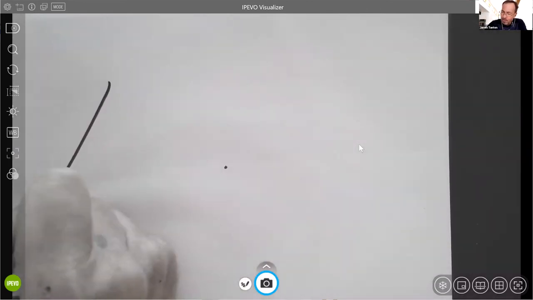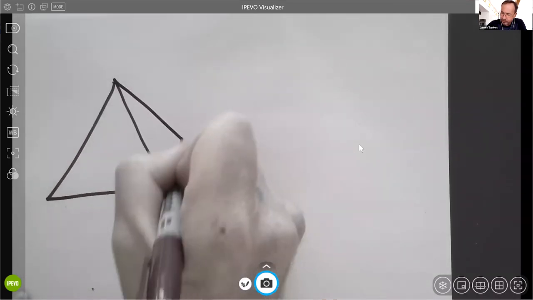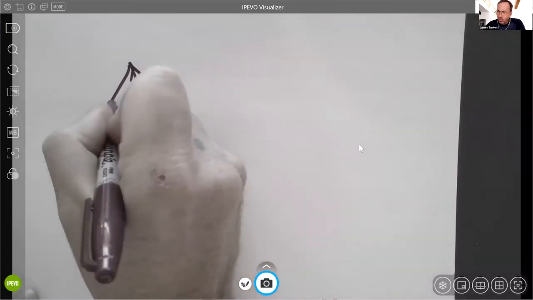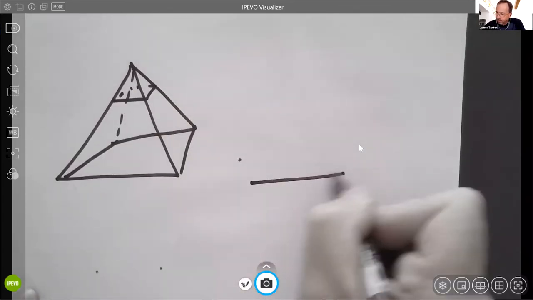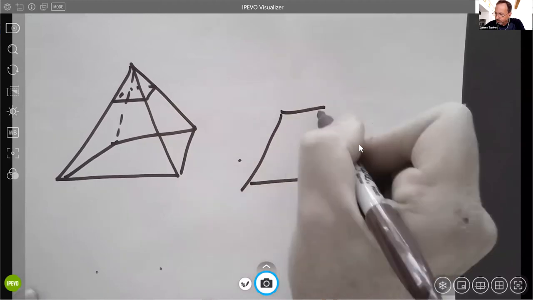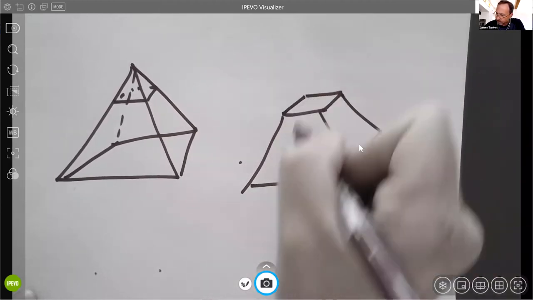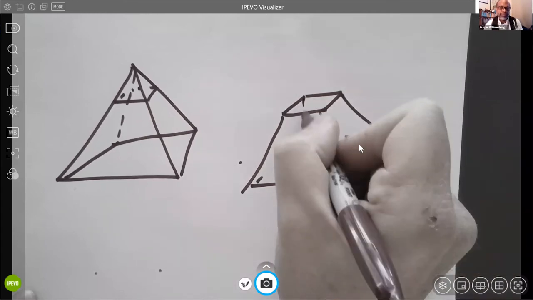Oh, at one point I was shaving off corners. Let me take this square pyramid. I'll just do the square pyramid again. What if I shaved off a corner? How am I gonna draw this? This is gonna be hard for me to draw. Oh, that's not too bad. Do you see what I was trying to draw there?